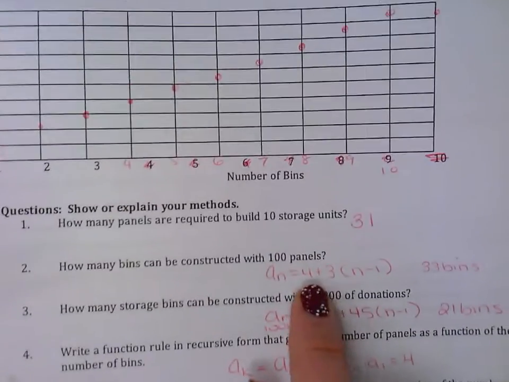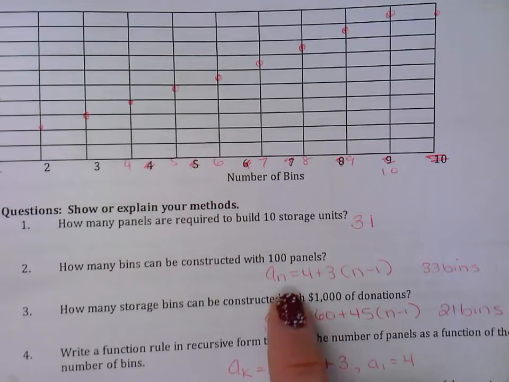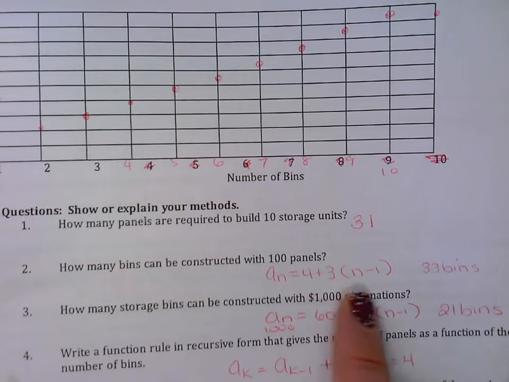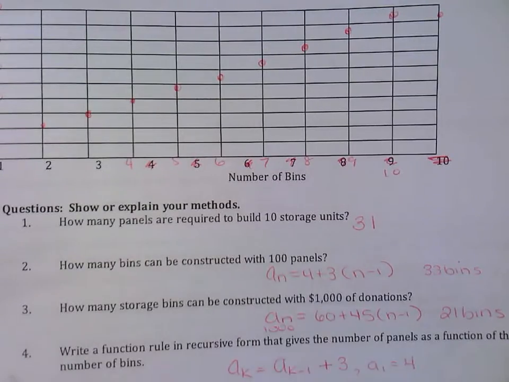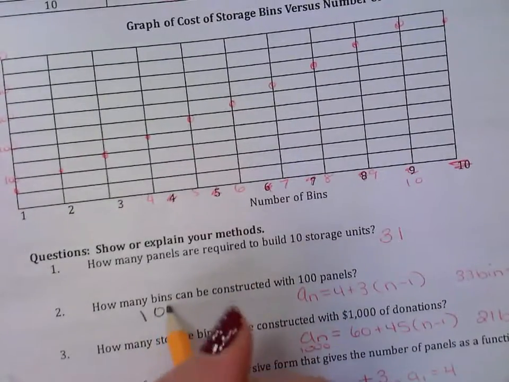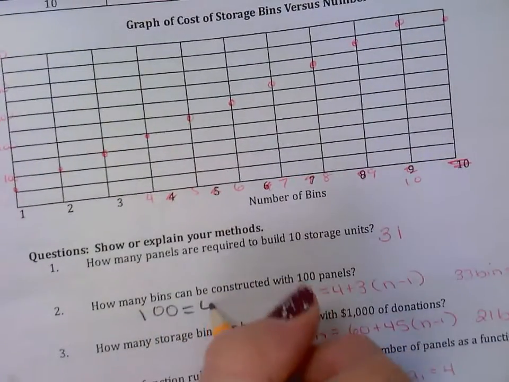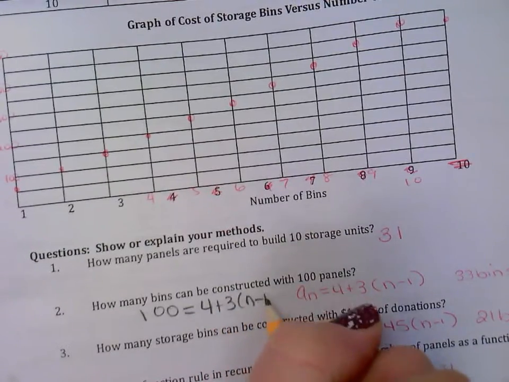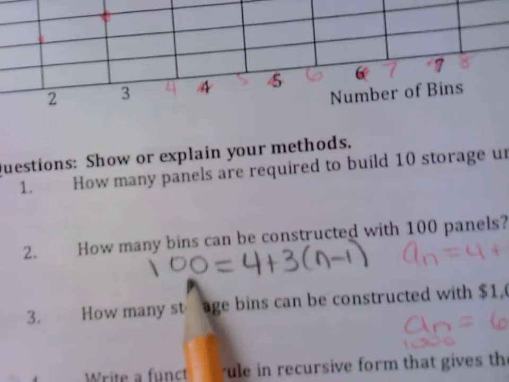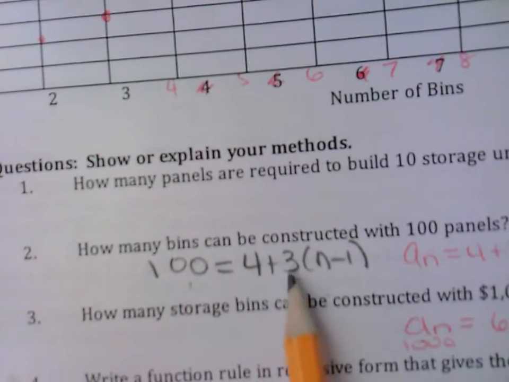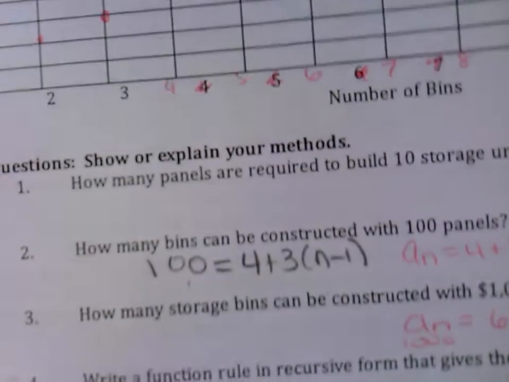So what I did is I actually set up my closed formula, the 4 plus 3 times n minus 1, and I set it equal to 100. So I thought about, okay, if this is 100 and my pattern is 4 plus 3 times n minus 1, how do I solve for n? So what I did was I subtracted 4 to the other side, divided by 3, and then added 1.